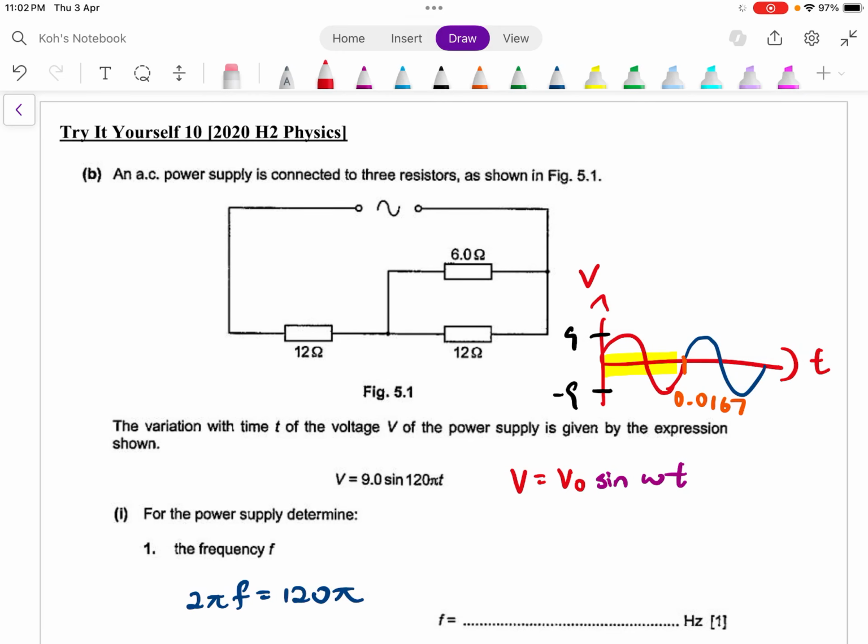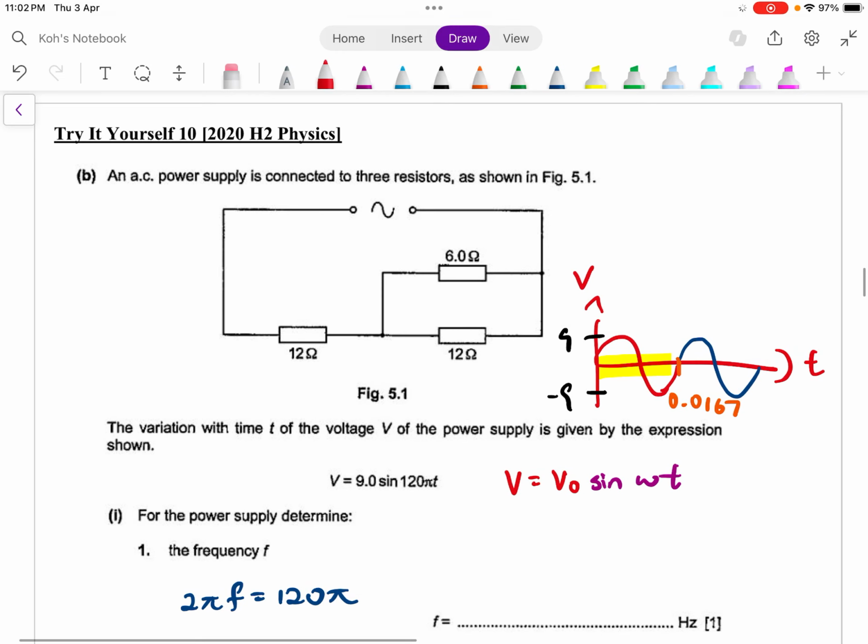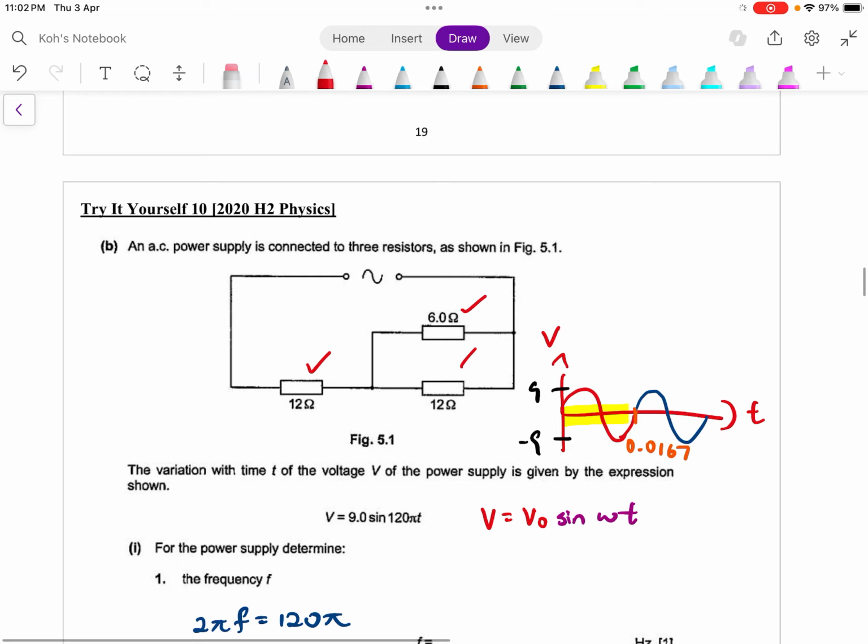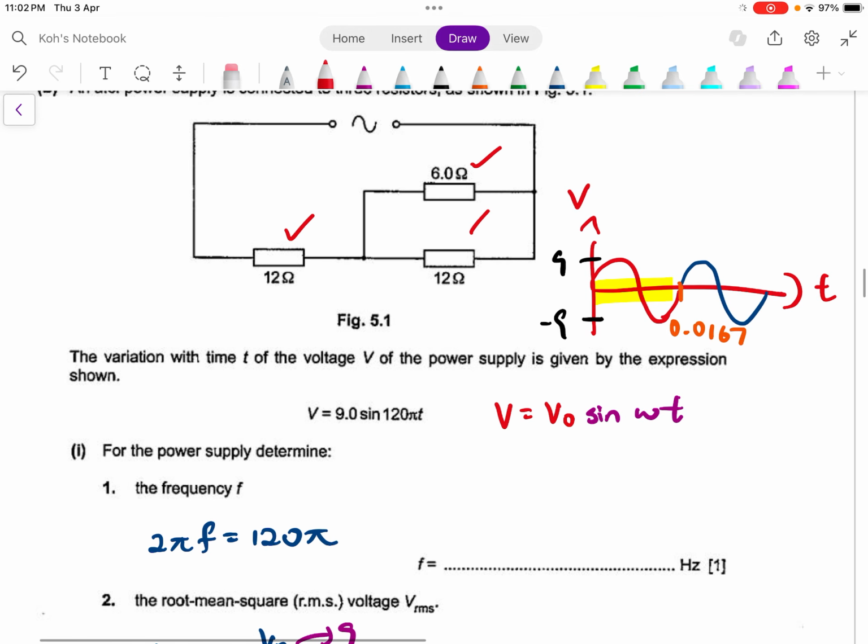Alright, so let's go through the 12 of 10 2020 H2 Physics AC question. So we have this AC power supply connected to 3 resistors, right? So we have 12, 6 and 12 ohms in this figure. We are also given the relation with time of the voltage of the power supply, given by this expression as shown. So we got V equal to 9 sine 120 pi t.